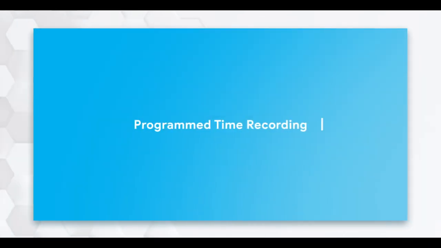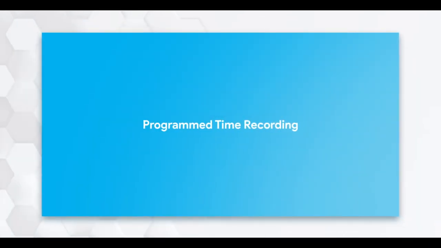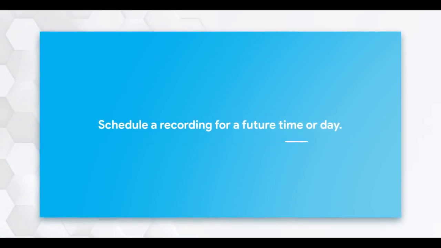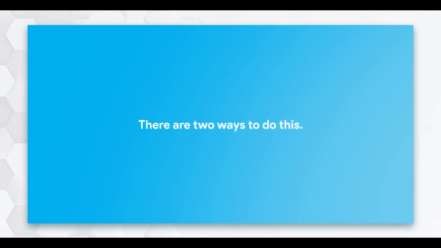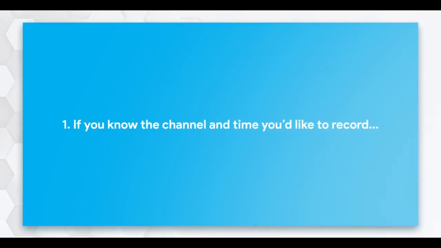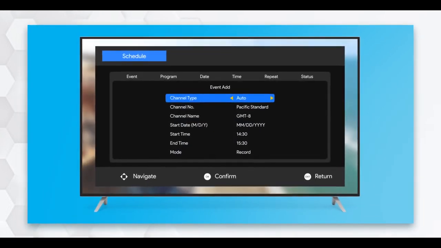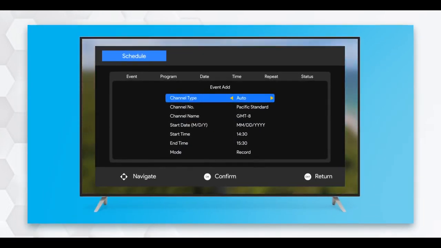You may prefer to perform a program time recording. This option is best if you would like to schedule a recording for a future time or day. There are two ways to do this. One, if you know the channel and time you'd like to record, press the timer key on your remote to enter the program time record menu.